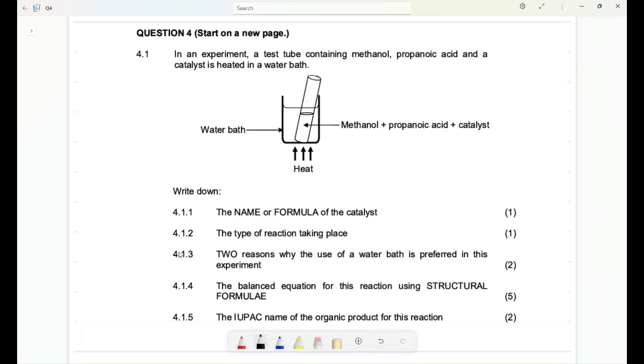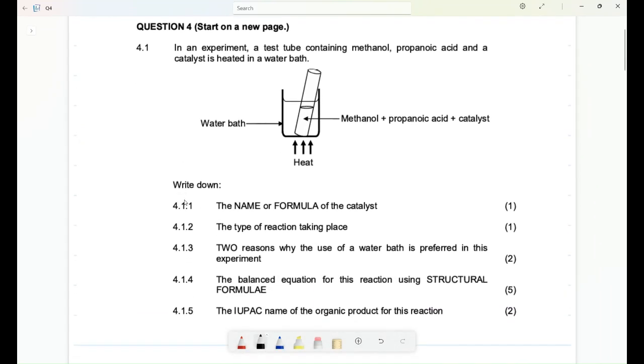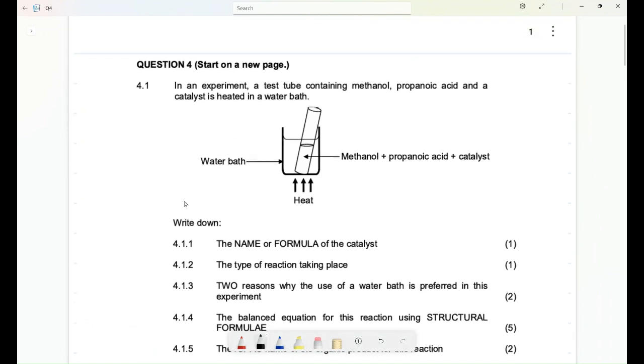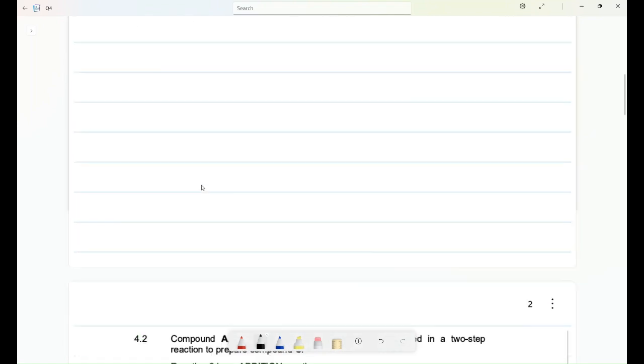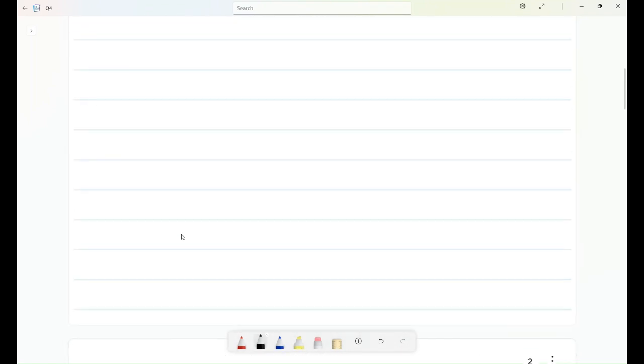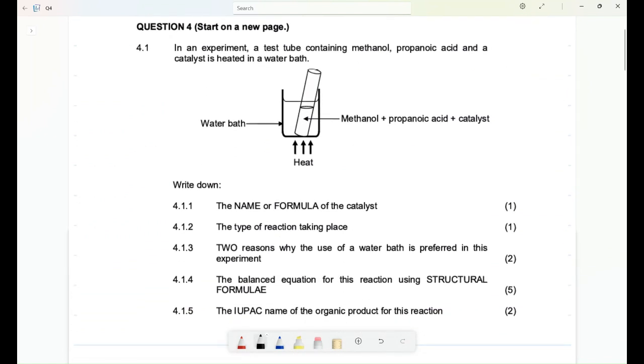Now we are going to be focusing on question 4 under organic chemistry, which is an organic reaction. Okay, I'm going to start here. We are told that these questions continue until 4.2.7, so do not leave me after 4.1.6.